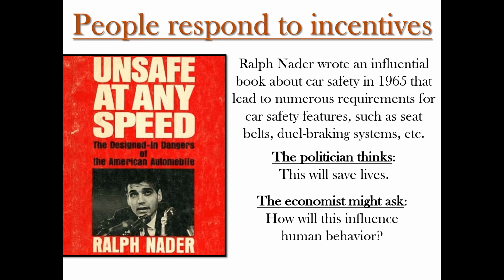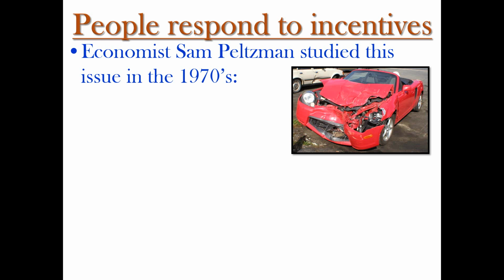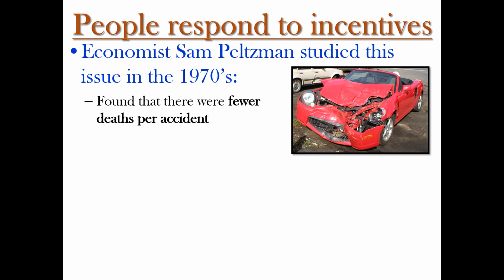Safety features are good on cars, but economists are going to ask the obvious question, which is, how will this influence human behavior? Well, this was studied. The impact of these safety features on cars was studied in the 1970s by Sam Peltzman, a very influential study, and this is what he found. He found that there were fewer deaths per accident. If you got into an accident in a car with seat belts and airbags and so on, you were more likely to survive the crash. That should be obvious, right? And that's a good thing, okay?